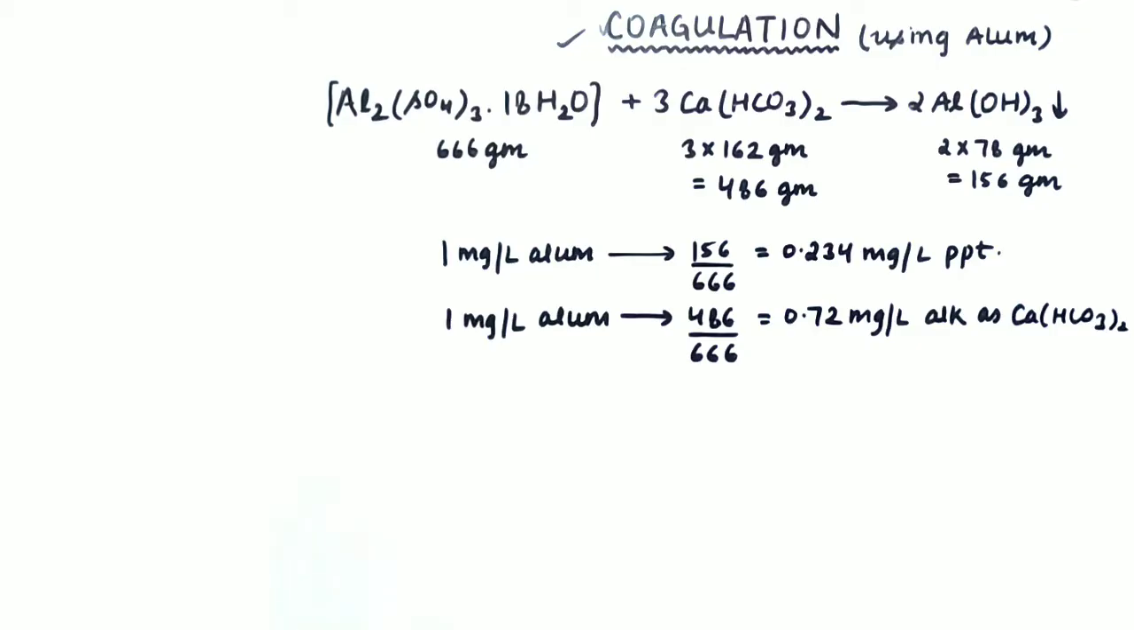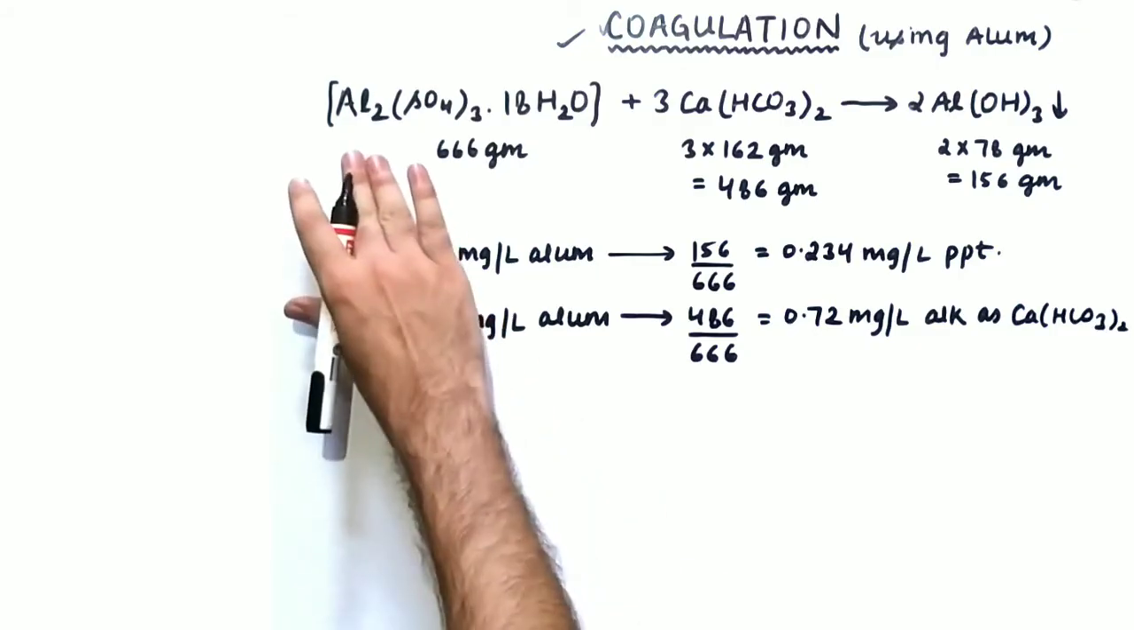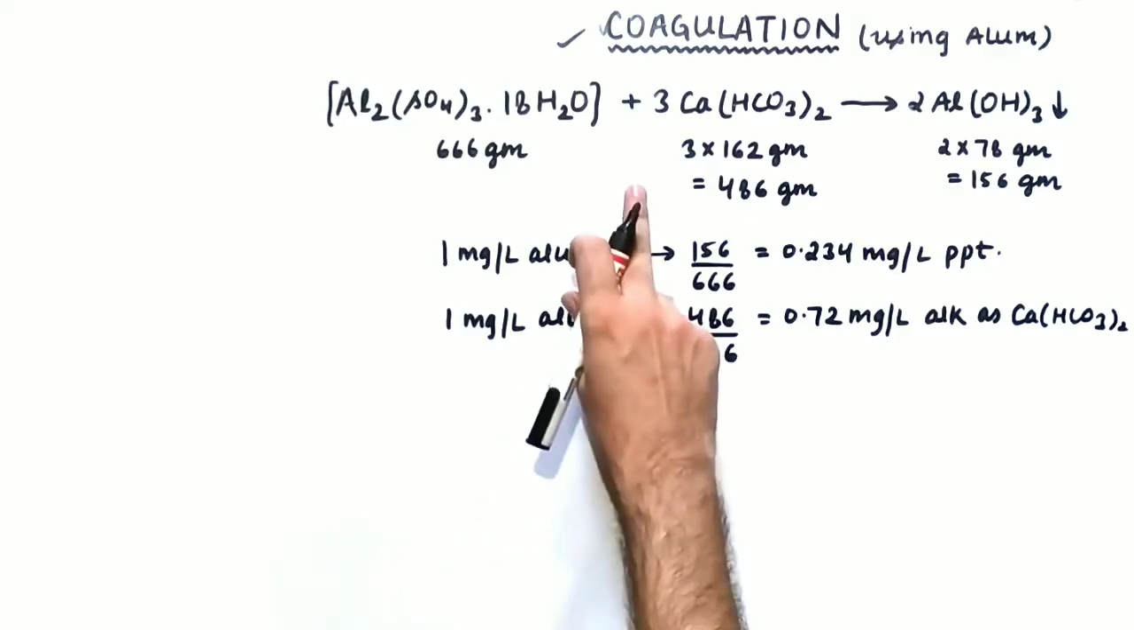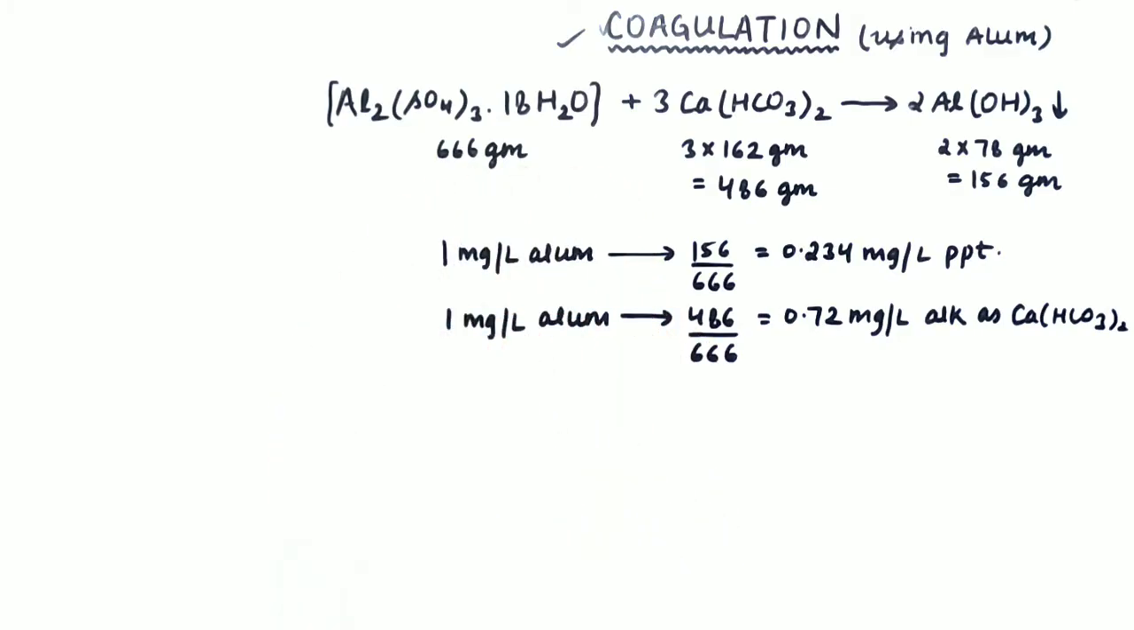So first of all, let us discuss the theory. See, this is the chemical formula for alum. Alum is basically aluminium sulfate with 18 H2O molecules that are structurally bonded. And then this is the basic alkalinity that is present in water. What happens in the process of coagulation? The alkalinity reacts with the alum, and it gets bigger in size because of the coagulation, and then it turns into a precipitate and settles.